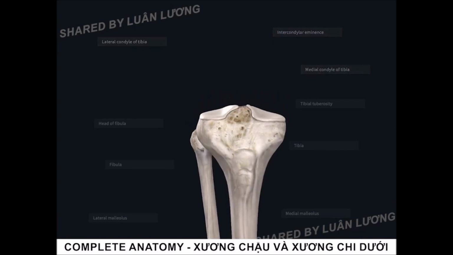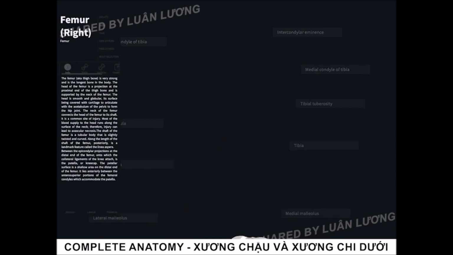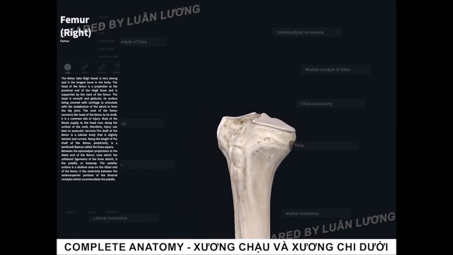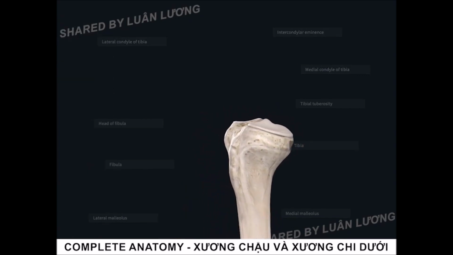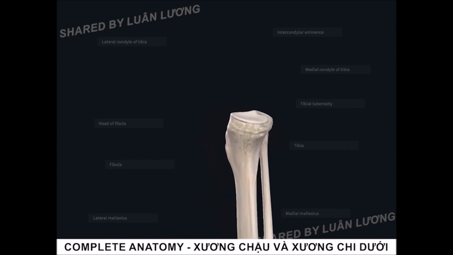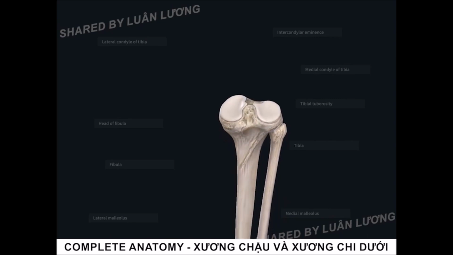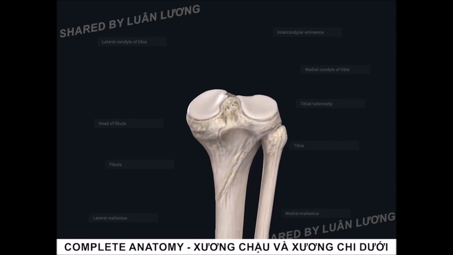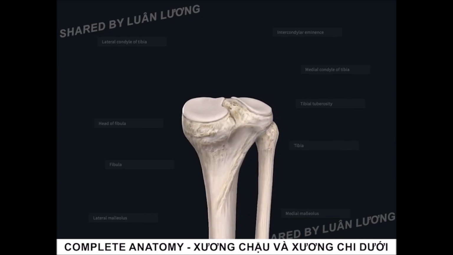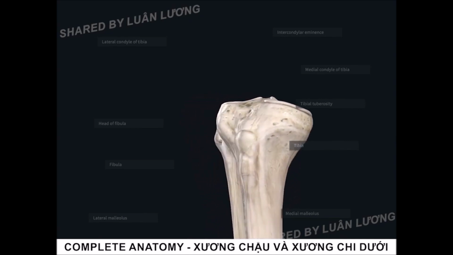Now, if I were to bring back the femur, you would see that it would have a small depression in between its condyles. And remember that this intercondylar eminence from the tibia is going to fit in the intercondylar fossa of the femur. And this is going to be important for the ligaments of the knee, which we will take a closer look later on.